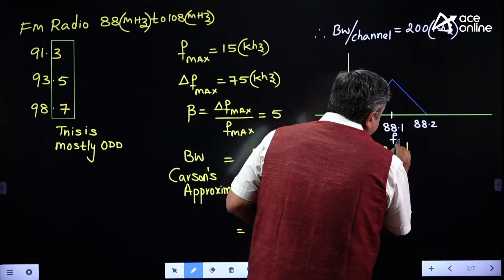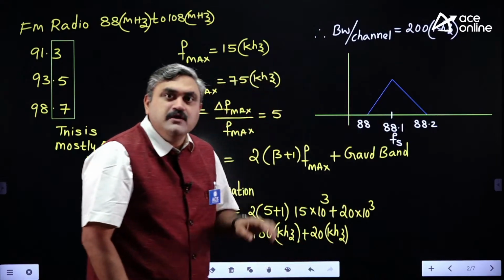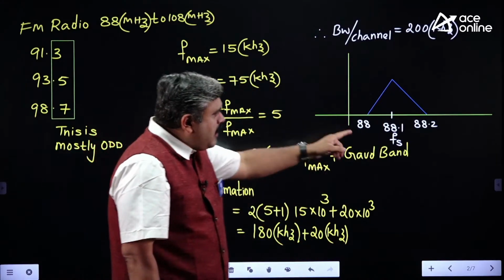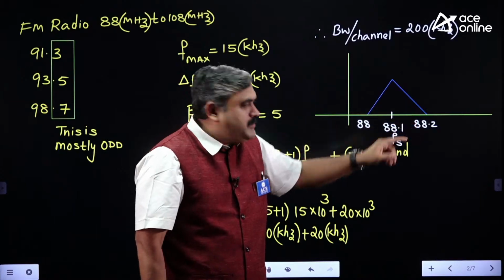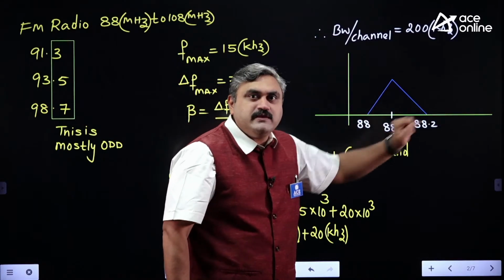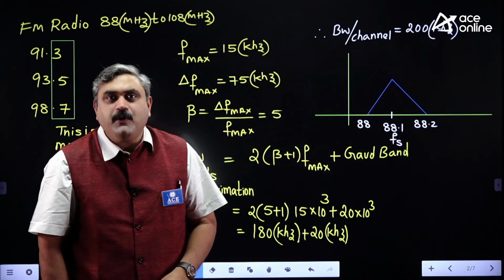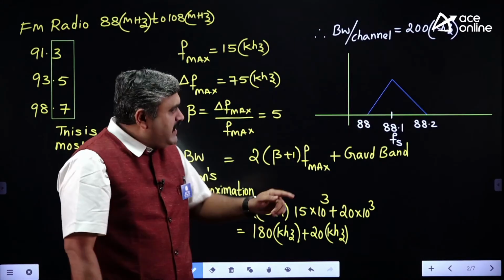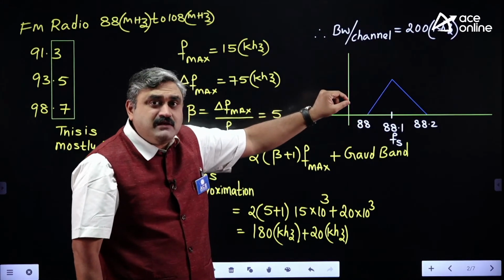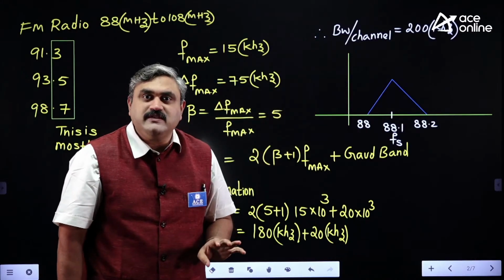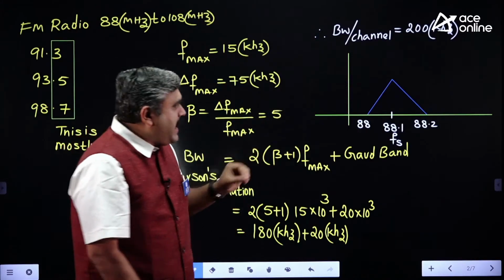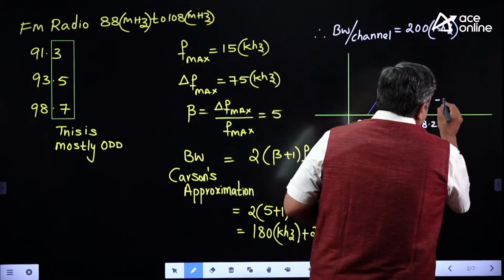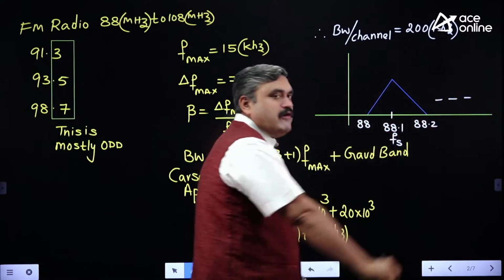We call it Fs, generally denoted as Fs. So, what will happen to the next station? Obviously, it will be 88.3 because it will have its own upper sideband and lower sideband. Next station 88.5. So, what is happening? Whenever you take that center frequency as the tuned station frequency, obviously the carrier frequencies which you are considering will have an odd value after the dot.